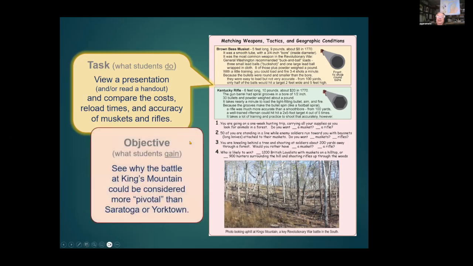What they see is why the battle at Kings Mountain could be considered more pivotal than either Saratoga or Yorktown. That in some senses, both Saratoga and Yorktown were inevitable ends. They weren't really major battles. They were what happened after the battles had kind of determined the outcome. And the outcome, in the case of Kings Mountain, was determined largely by who had the better weapons.